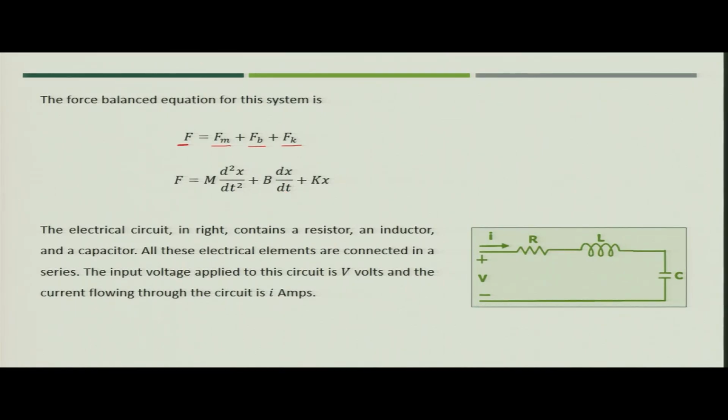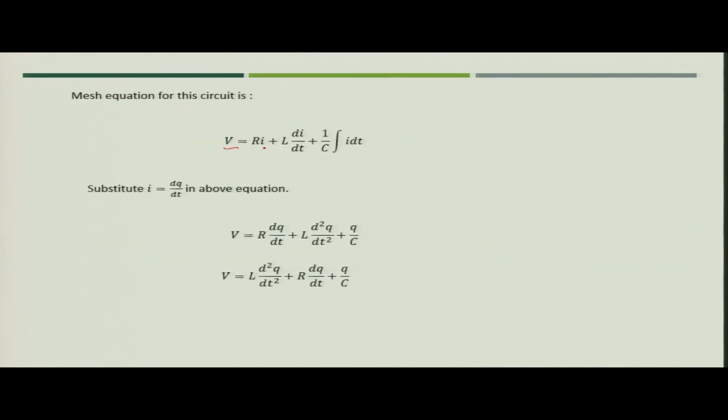Now, let us consider a series RLC circuit where you apply voltage V and current is flowing as I. So, the electrical system which you see, we will write the equation for that in terms of voltage V. So, what you can write? You can write voltage V as R I plus L di by dt plus 1 by C integral I dt.